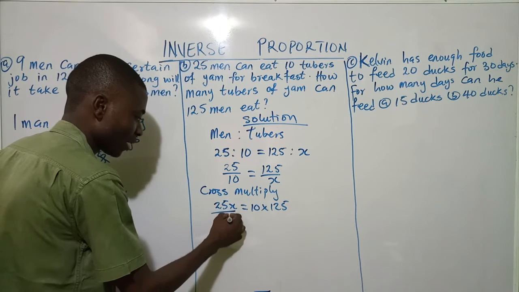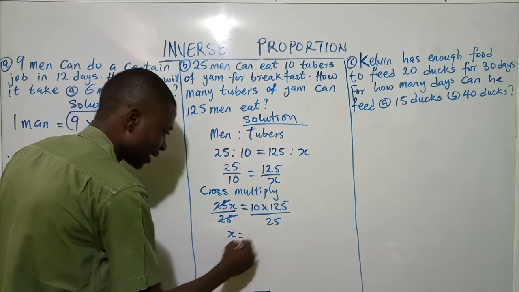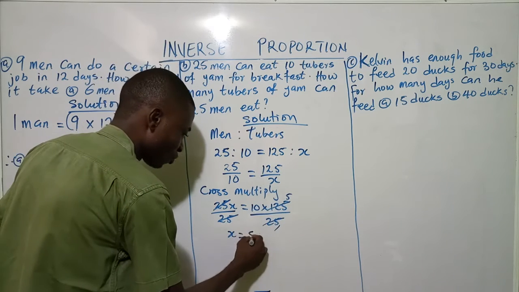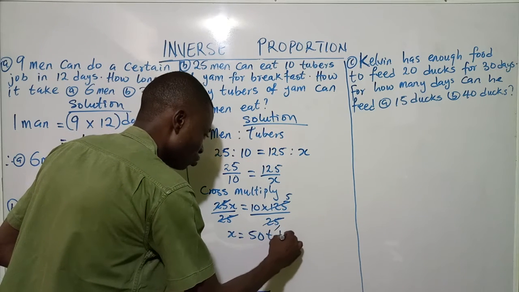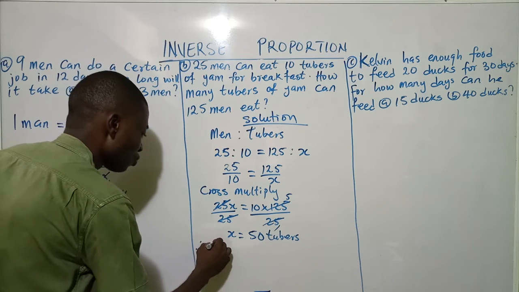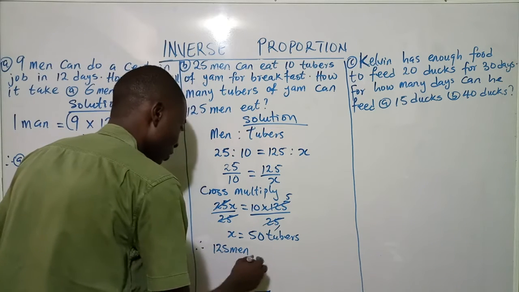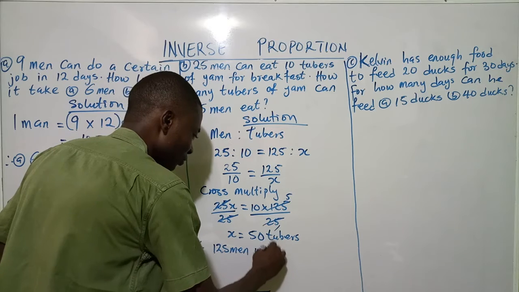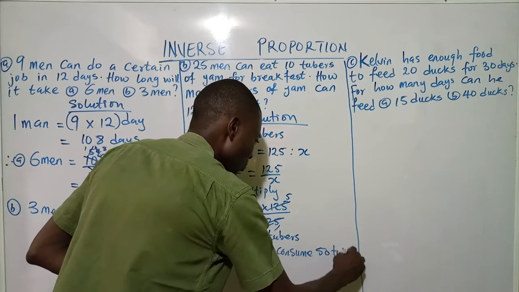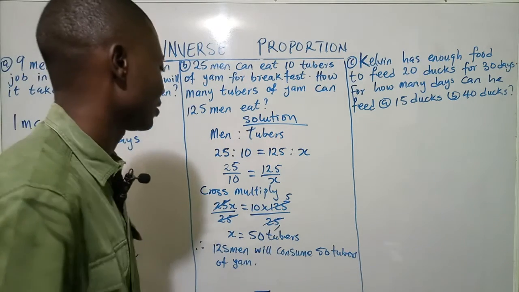Now what do I do from here? We divide both sides by 25. So 25 goes with 25, and x will equal 125 divided by 25, which is 5. 10 times 5 is 50 tubers. So therefore, you can conclude that 125 men will consume 50 tubers of yam. That is it. Very simple.